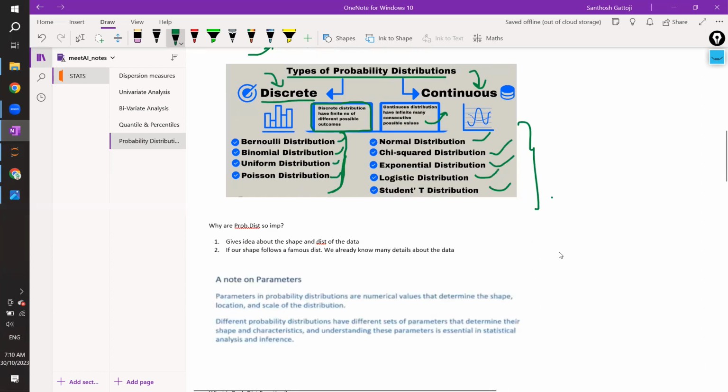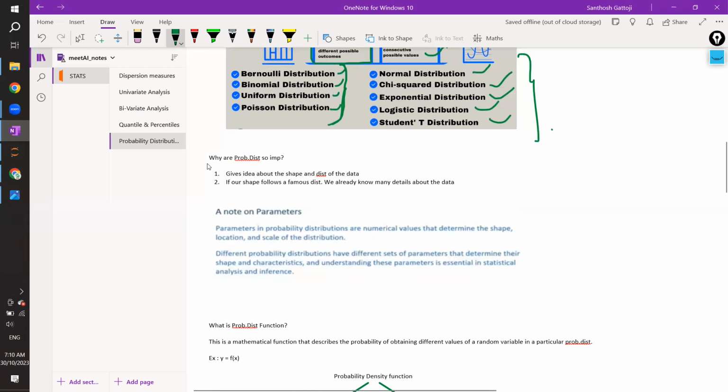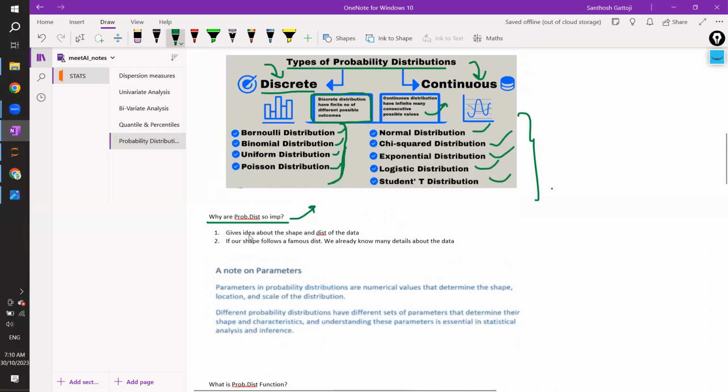Now going ahead, let's see why probability distributions are so important, guys. Let's try to understand that. We are giving so much time, but let's try to understand why probability distributions are important. There are two important things. First of all, it gives an idea about the shape and distribution of the data. If you understand the distribution, obviously you can visualize the shape. So what is a graph, guys? A graph is simply plotting the distributions.